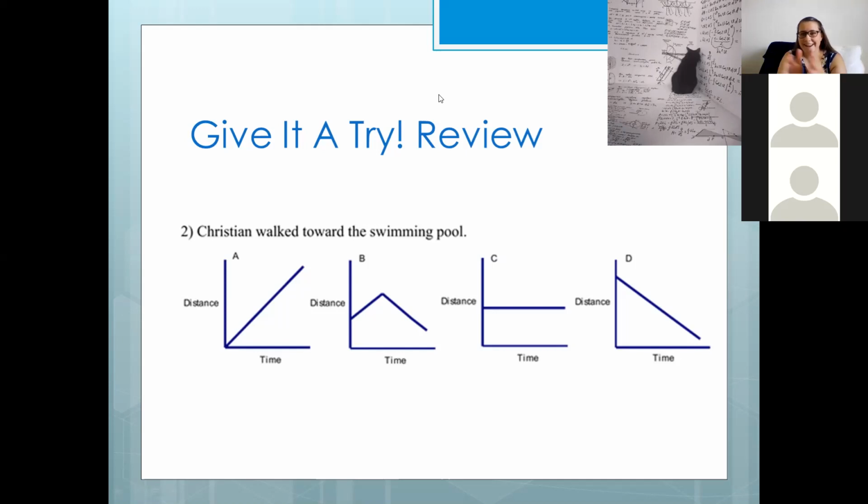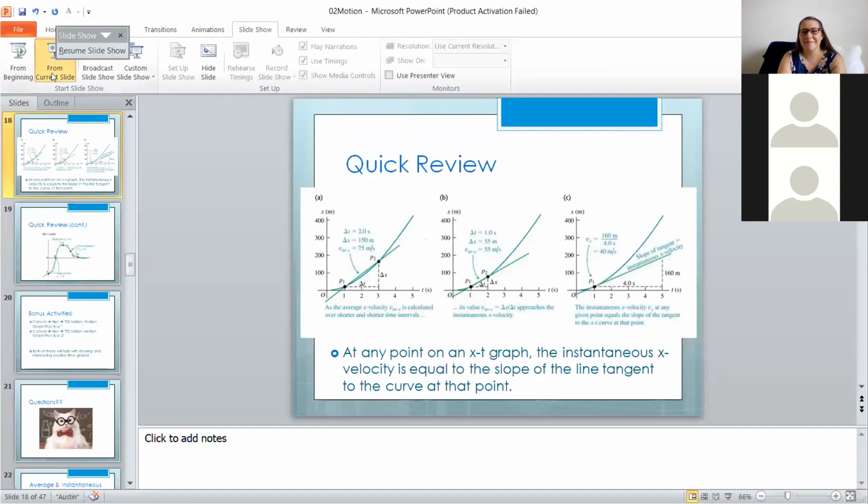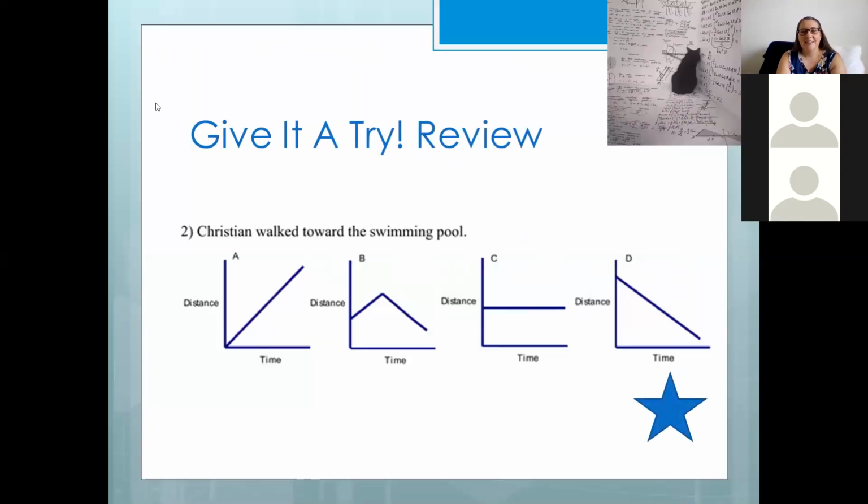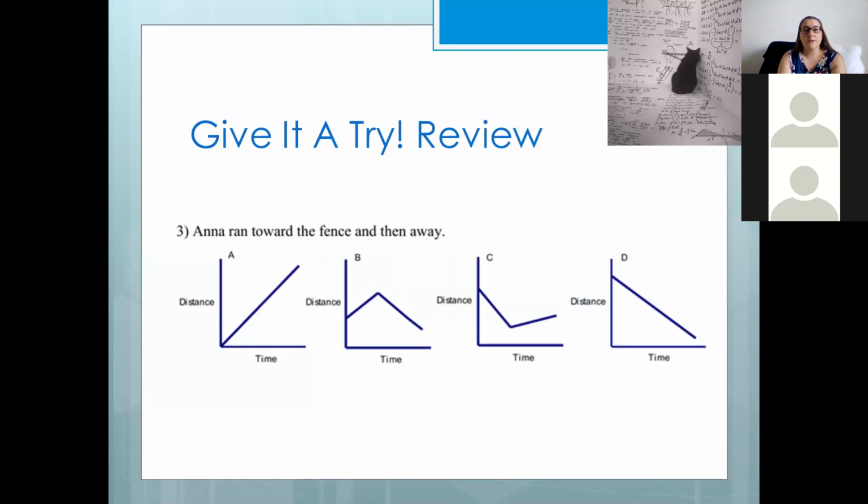Good answer. Yeah, good job. Yes, he's walking toward the swimming pool. So if the swimming pool is our origin, he's walking towards it. The position is getting closer and closer to 0. All right, next one. Anna ran toward the fence and then away. Which graph best represents that?